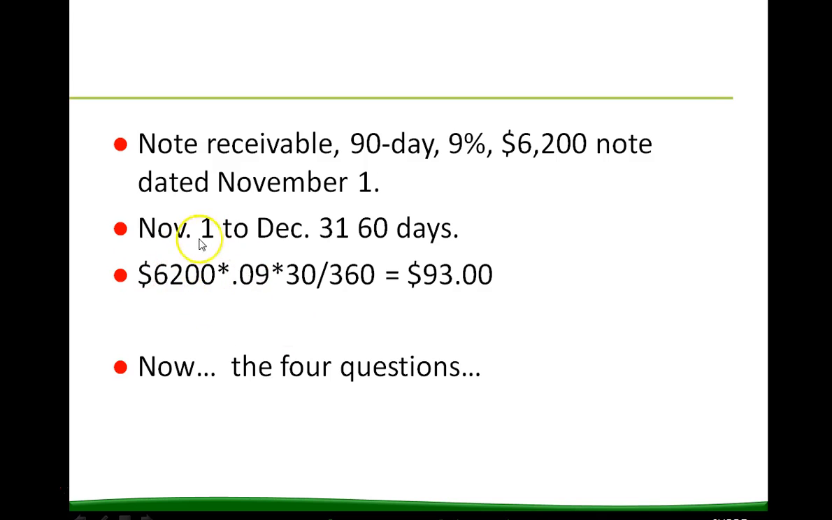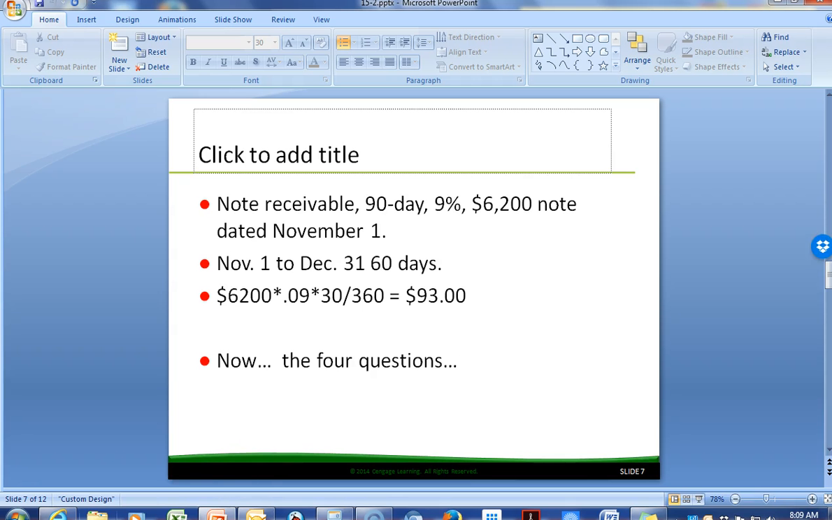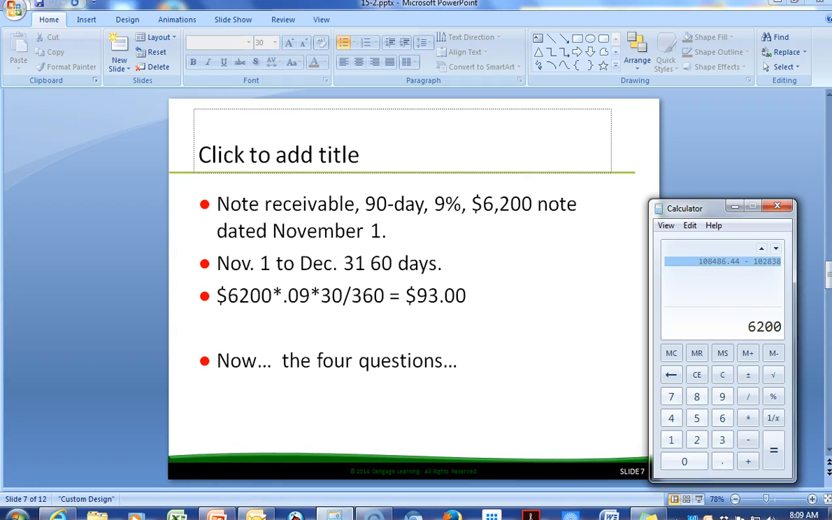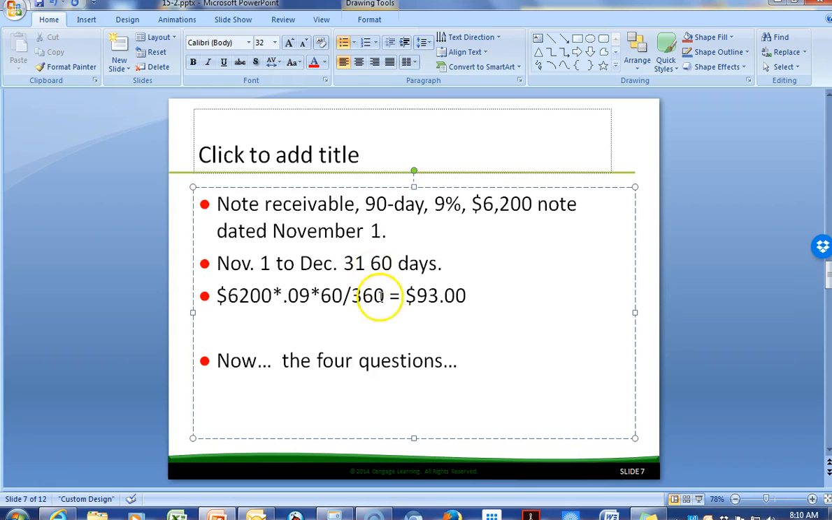So our math is 6,200 times 0.09 times 30 divided by 360. That didn't work. Oh, I did 30 days. Okay, my math is wrong, my slide is wrong. Let's try that again. Times 0.09 times 60 divided by 360. $93. Let's change that. Okay, and then we ask the 4 questions because we wanted to do our adjustment.